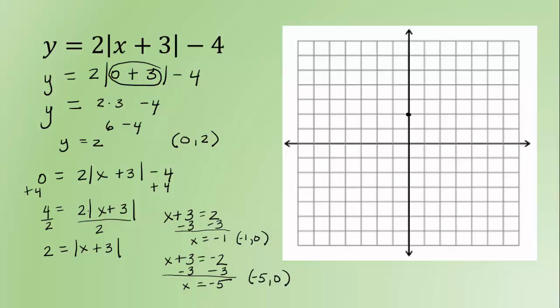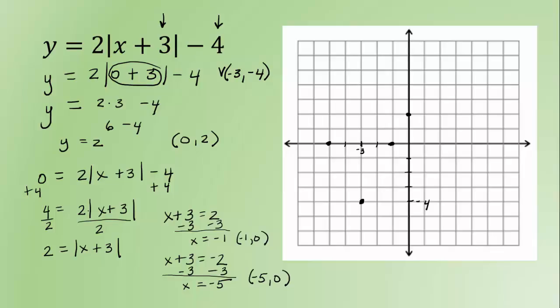Now let's plot those and see what we've got. We've already got our y-intercept at 2, and now we have x-intercepts at negative 1 and negative 5. So this graph is going to be a V opening upwards. Let's find the vertex. Remember, the vertex comes from this number and this number. If I take the opposite of that 3, I get negative 3, and then I take the negative 4. So the vertex should be at (-3, -4). So here's the vertex. That's an important point.